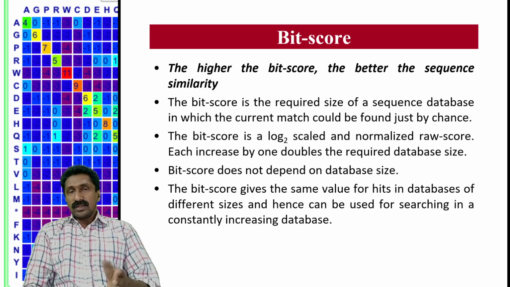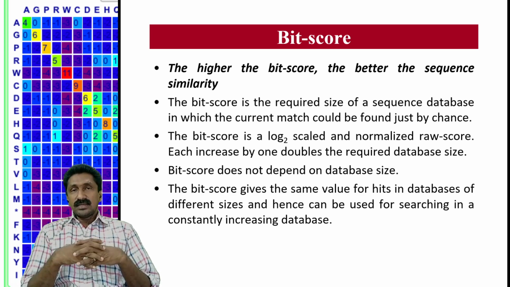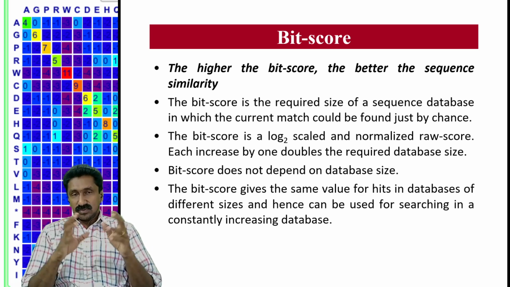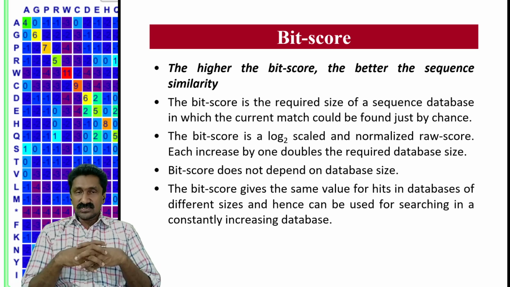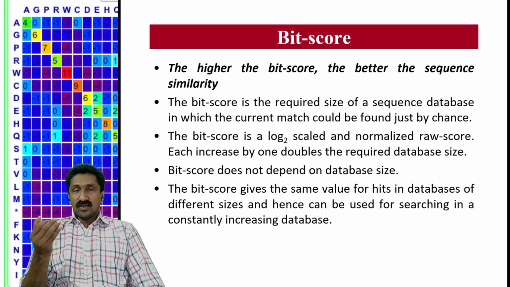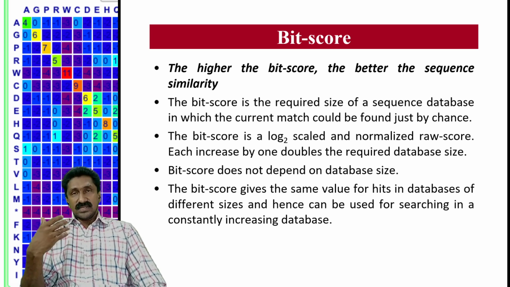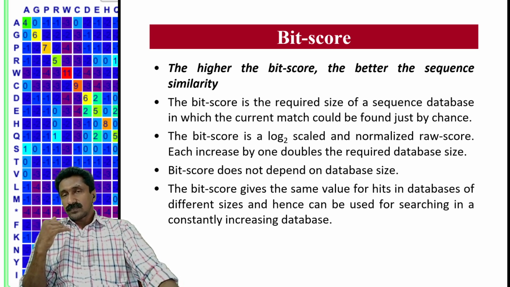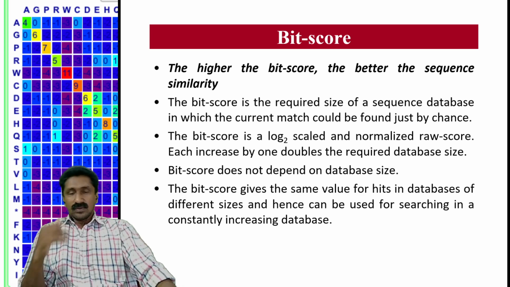So bit score is a calculation that factors out the doubling size of the database. So bit score doesn't depend on the database size. Bit score gives the same value of hits in databases of different sizes, and hence can be used for searching in a constantly increasing database. Okay, so that's the concept of the bit score. Is it clear? Sir. Okay.